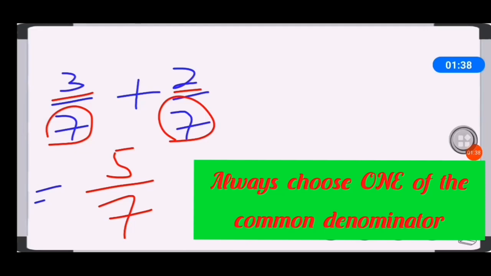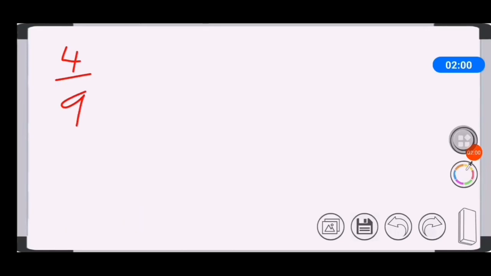That is why I first said the clue is that you find a common denominator. You make them the same. As soon as they are the same, your next goal is to choose one of them by adding up your numerators or subtracting them. Let's try another example. If I have 4 over 9 added to 1 over 2.